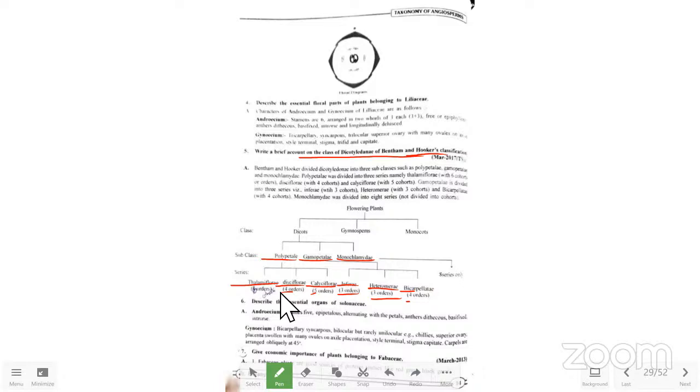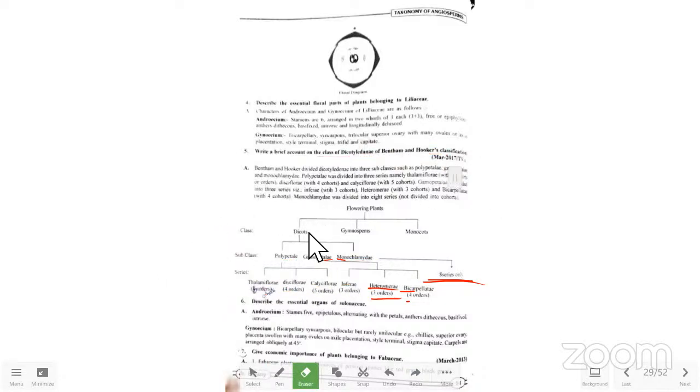Monoclamidae is divided into only series. Cohorts are completely absent in it. That is, the 8 series are present in the monoclamidae. Like this, if we have finished with this, then we draw this flowchart, then end up. So 4 out of 4 we will get it.